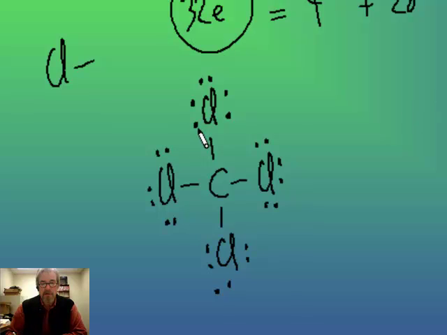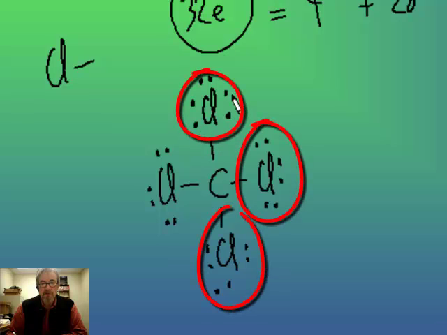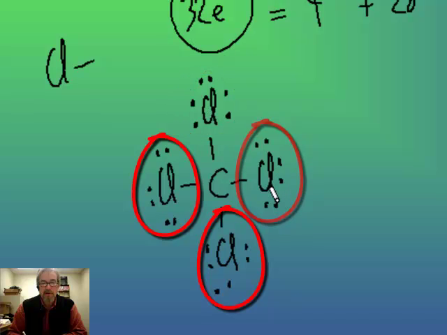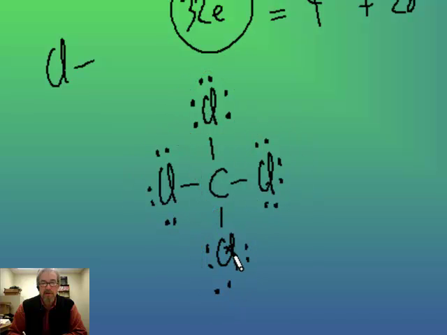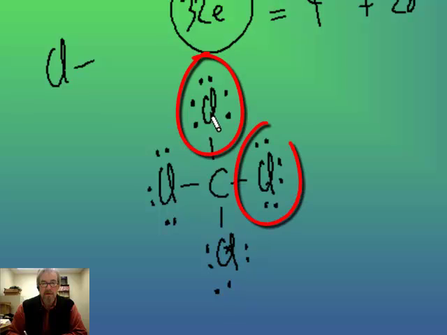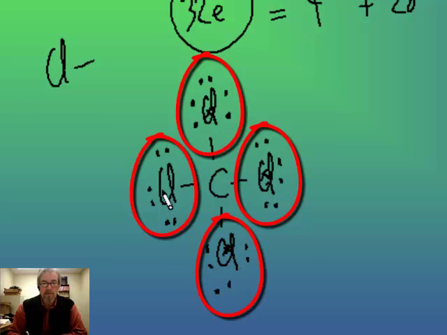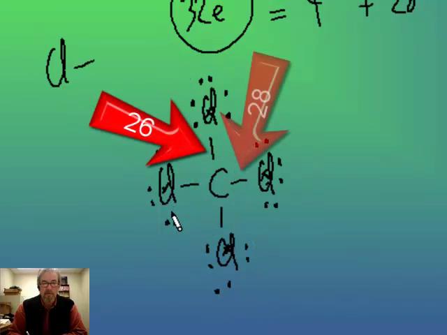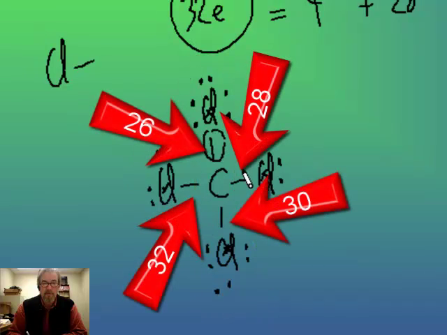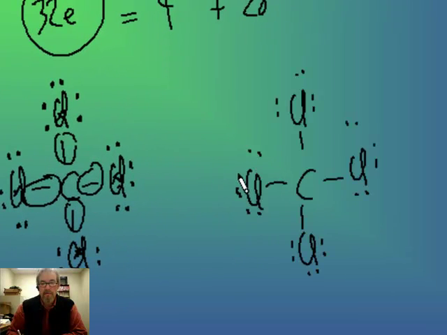Each chlorine is surrounded by 6 electrons in lone pairs, and there's 4 of them, so that's 6 here, 6 here, that's 12, 6 more is 18, and 6 more makes 24. So that's 24 electrons. Now if I count the bonds, 26, 28, 30, and 32. So I do have 32 electrons in my structure. So that's the structure I end up with.